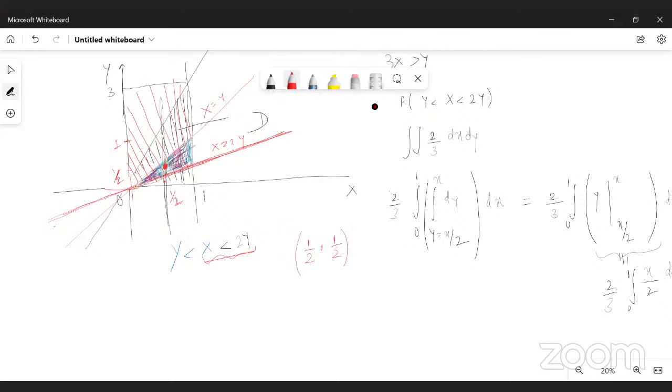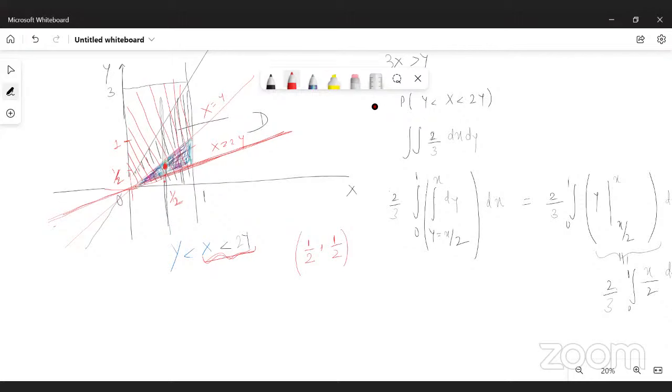We lost track. What are we trying to do now? What we are trying to do is explain why we are shading this region: x less than 2y is the upper area, the upper region.